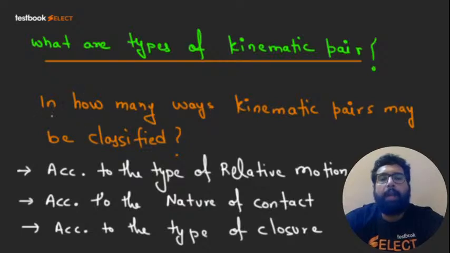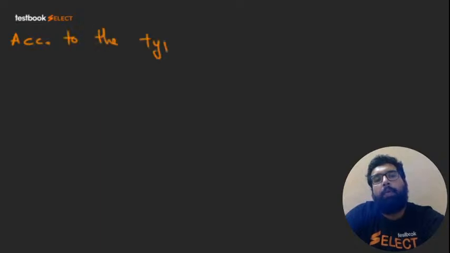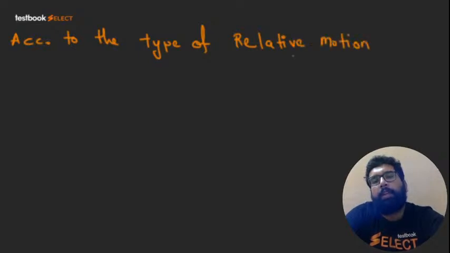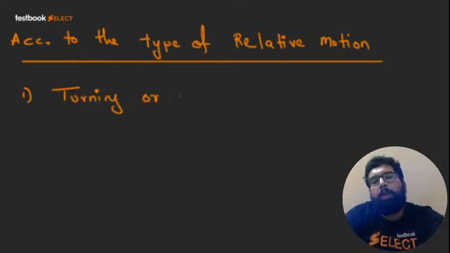Now, a further question that may arise from here is: what are the types of kinematic pair that come under the type of relative motion? According to the type of relative motion, now please understand this, very, very important, very, very useful. So according to the type of relative motion, the first one is the turning or revolute pair.